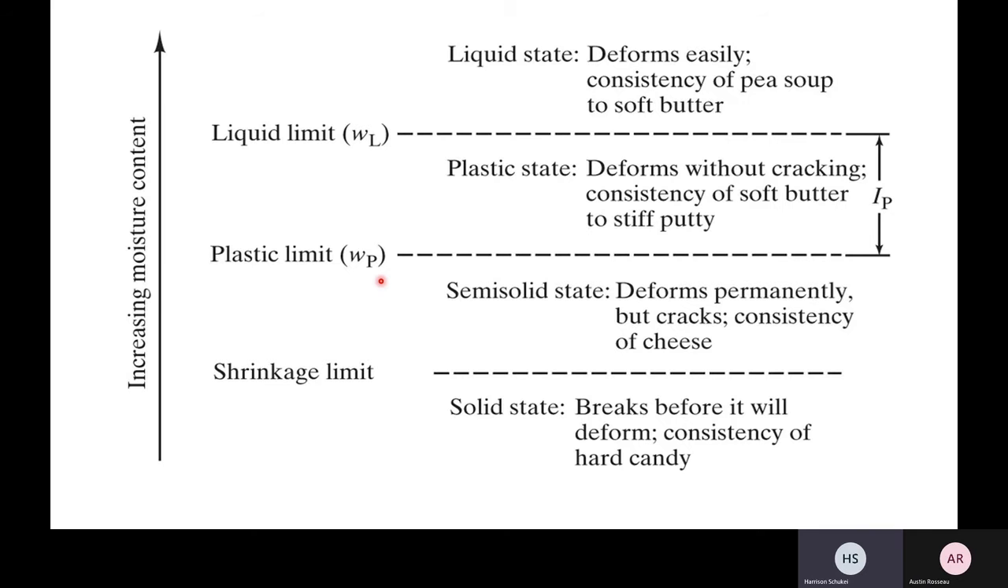Then you hit the plastic limit. The plastic limit is where the soil starts to become a little more malleable. So for example, it's going to feel kind of like art class clay. That's a really good example of a soil that's above its plastic limit.